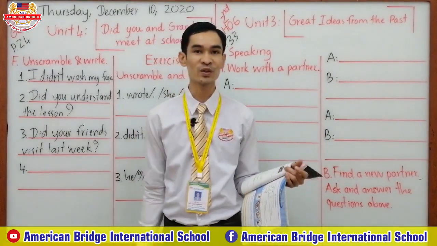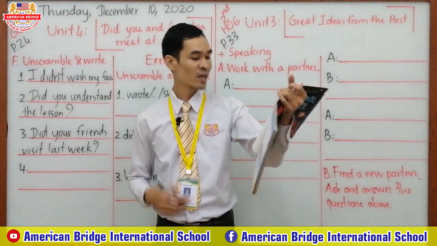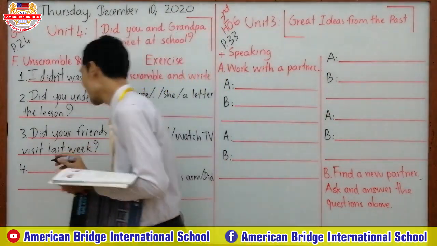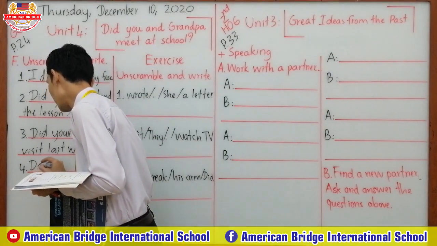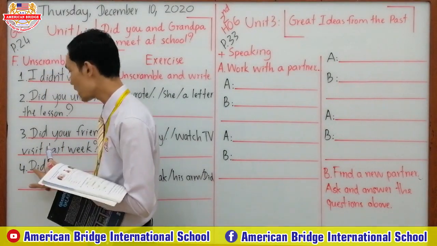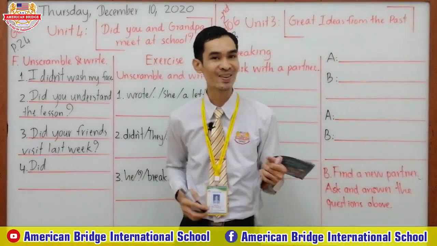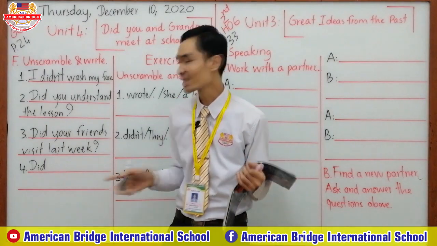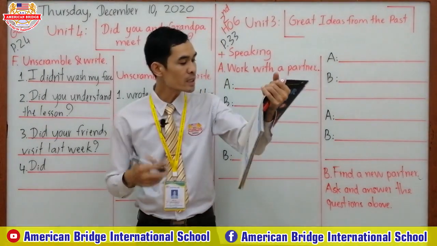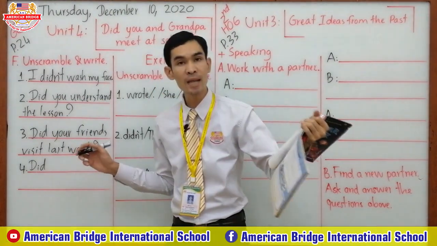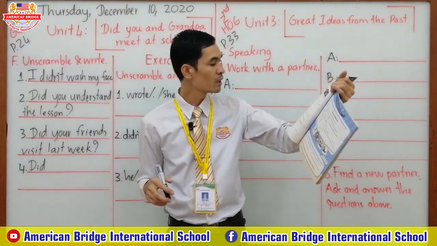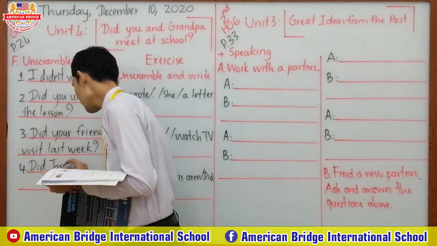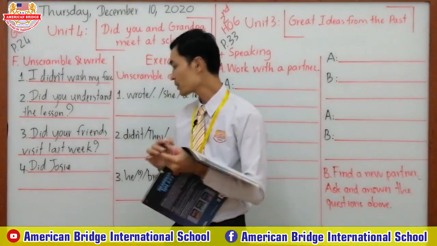Okay, so now we finish number 2, number 3. Let's continue to number 4. Okay, number 4, also a question. So we start with did. When you start a sentence, you have to start with a capital letter. Okay, you know this already because now you are in level 6. I hope you don't make a mistake with this one. Alright, let's continue. So did plus subject, right? Where is the subject? Josie. Okay, Josie is the subject. And after the subject, we add the verb.